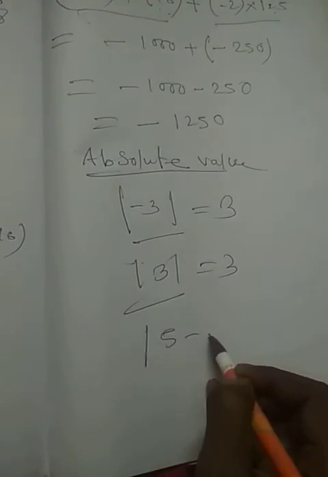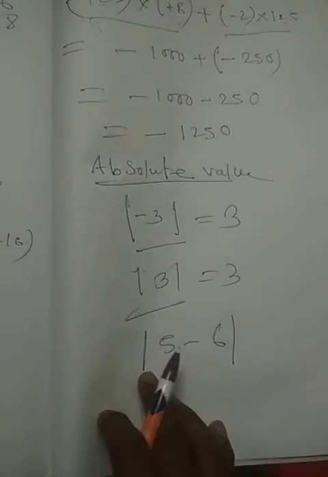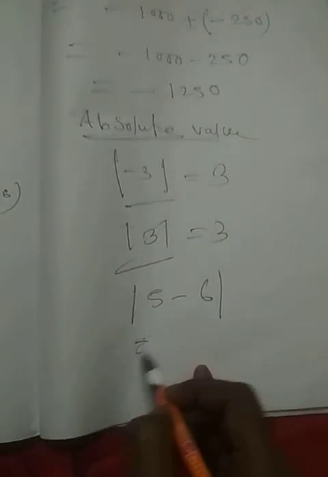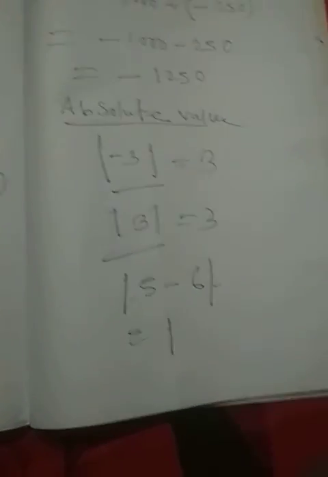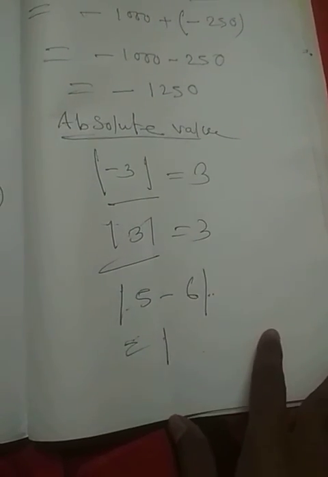So the absolute value of 5 minus 6, what will that be? We know that 5 minus 6 is minus 1. But as that is in absolute value, the resultant will be plus 1.